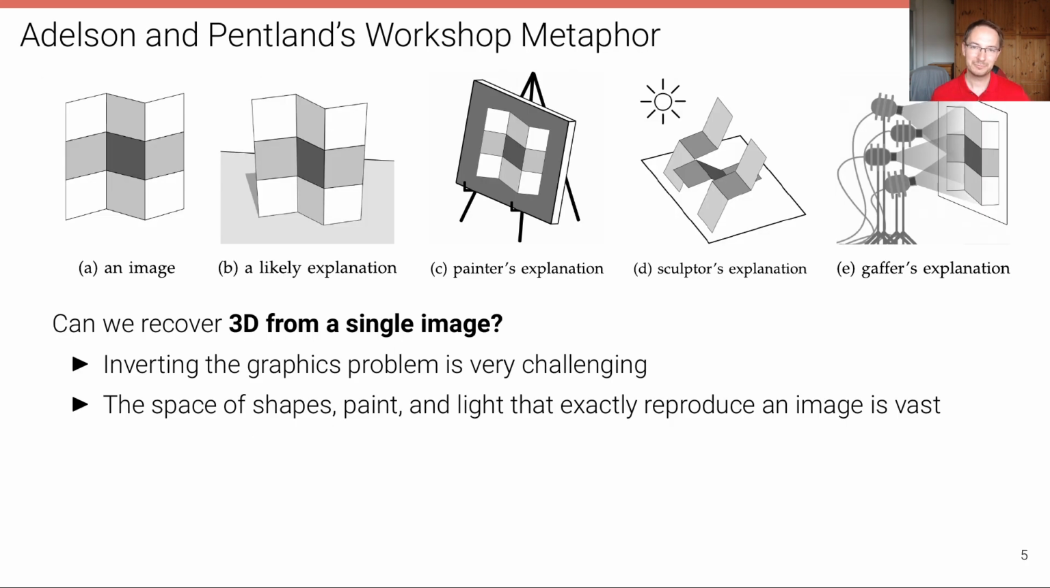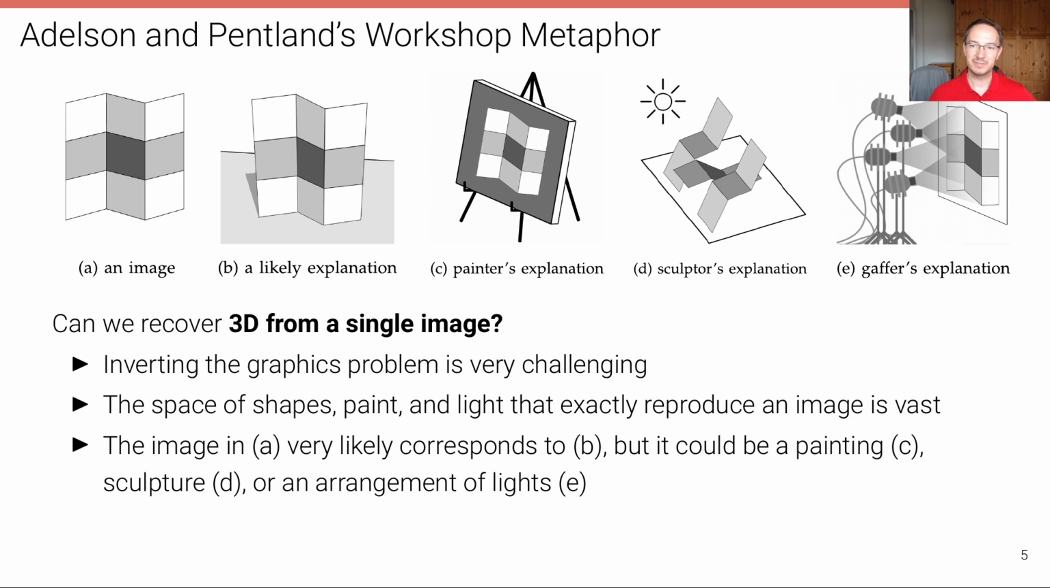However, in general, this is a very hard problem, in particular if we look at this problem trying to solve it from a single image. And this is well covered by this famous Adelson and Pentland's workshop metaphor, which illustrates that solving this inverse problem, uncovering the 3D geometry from just the 2D RGB image, is very challenging because the space of shapes, paint, and light that exactly reproduce a particular image is vast.